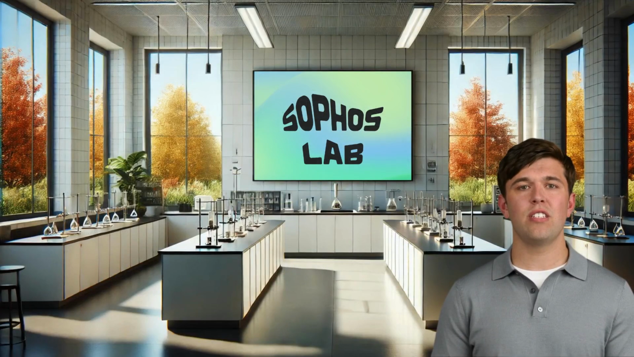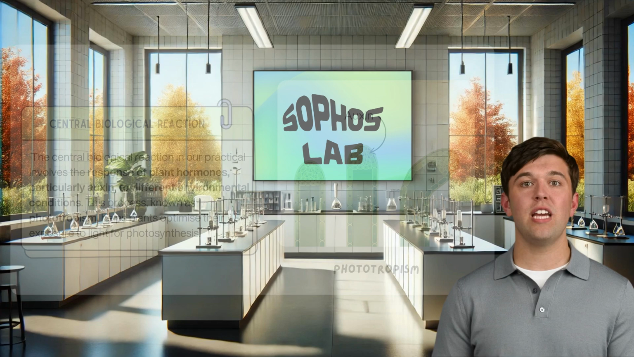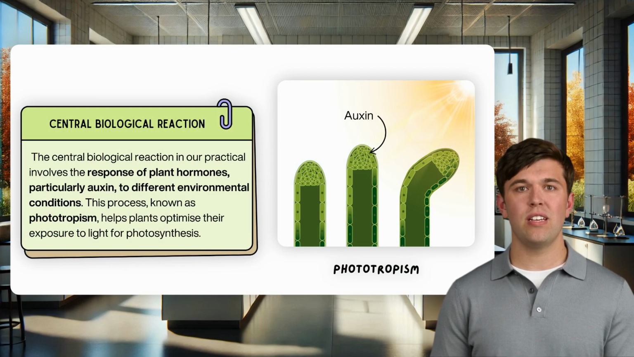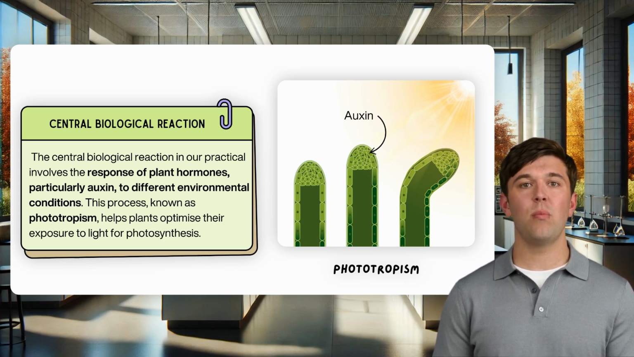Let's now look at this experiment in more detail. The central biological reaction in our practical involves the response of plant hormones, particularly auxin, to different environmental conditions. This process, known as phototropism, helps plants optimize their exposure to light for photosynthesis.